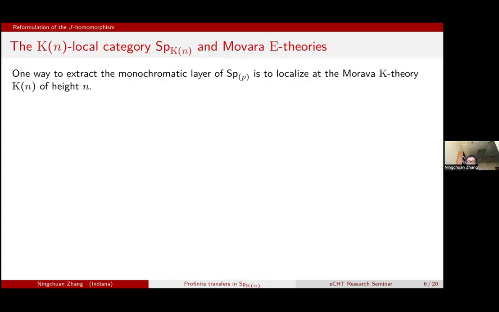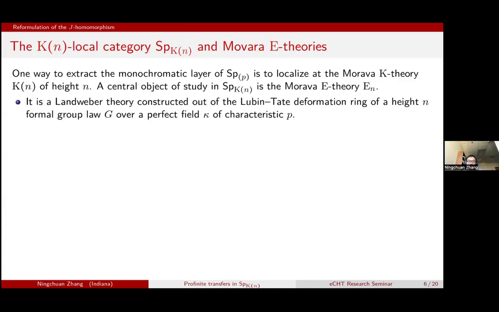And a central object of study in this category is Morava E-theory. Why? You'll see through its properties. So how do we construct Morava E-theory? It is a Landweber exact theory that we construct using the Lubin-Tate deformation theory of formal group laws.